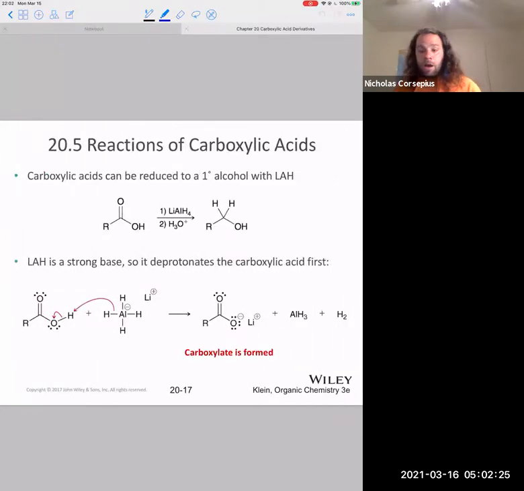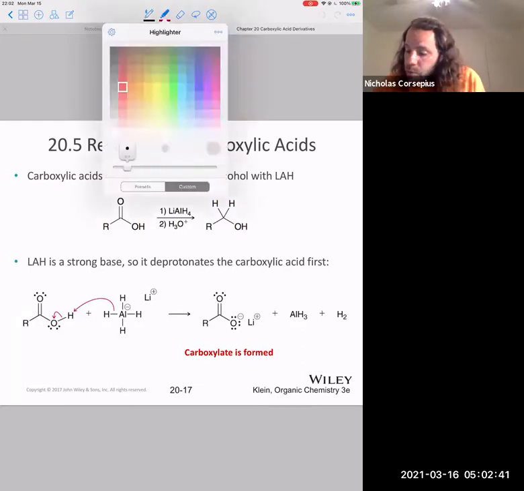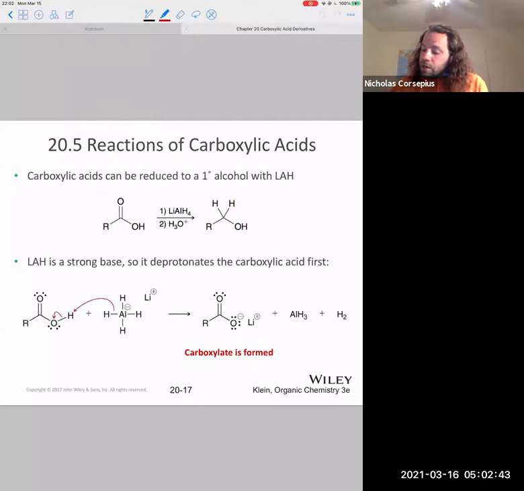We can reduce a carboxylic acid using lithium aluminum hydride. Okay, so we've talked a lot about lithium aluminum hydride and how that will reduce things all the way to alcohols. Turns out carboxylic acids are no exception. What is weird about them is the mechanism in which it happens. Usually the first step is that hydrogen acting as a nucleophile attacking the carbonyl carbon. Here it actually pulls off a hydrogen, that acidic hydrogen, forming a carboxylate ion.